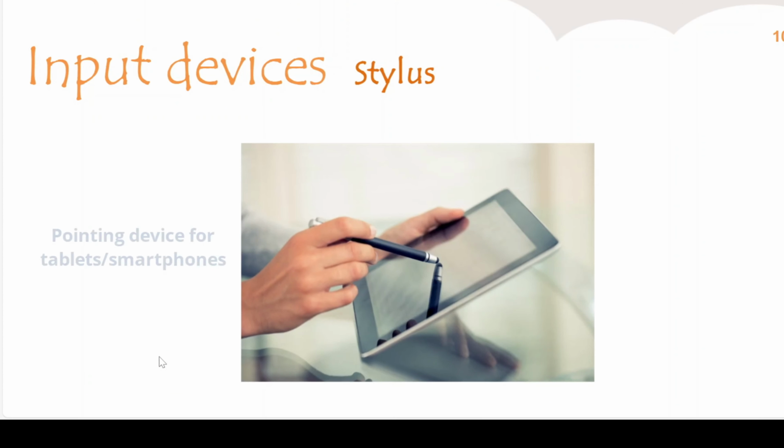A stylus is a pointing device used on touchscreen devices such as tablets and smartphones. Information is usually entered by tapping the stylus or using it like a pen on the screen. A stylus is useful where fine point drawing is required, for example when marking up a map or a digital illustration.